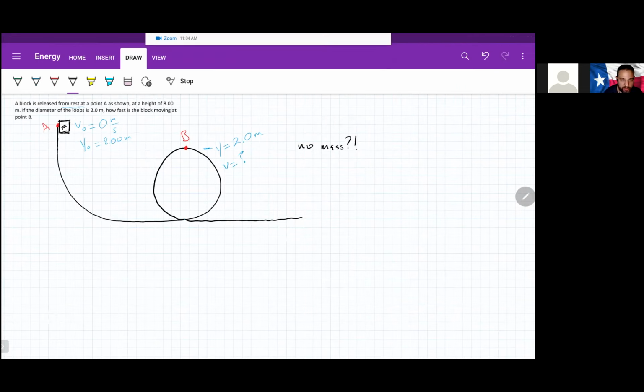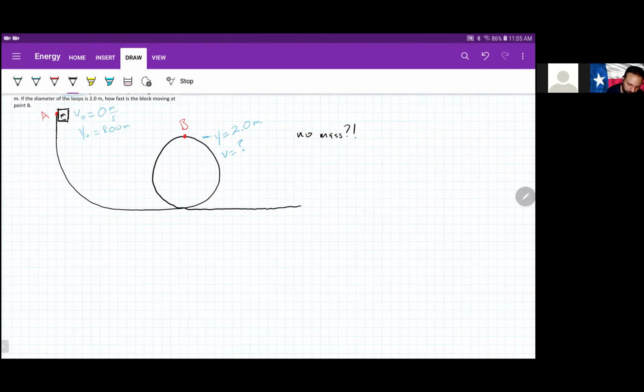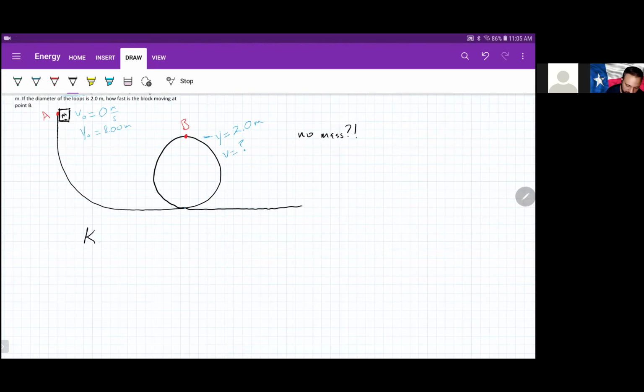So I'm given velocity and I'm given a change in position. If I'm given those two things in the y direction specifically, I can use my conservation of energy. I can find kinetic energy and I can find my potential energy. So let's set this up. My Ki plus Ui is going to equal my final kinetic energy plus my final potential energy.